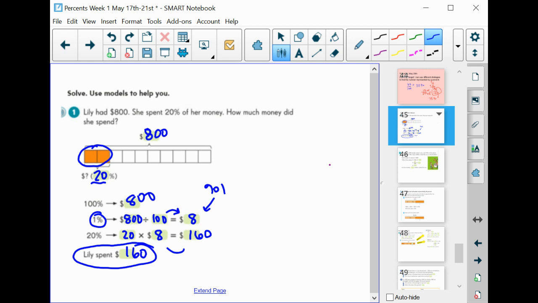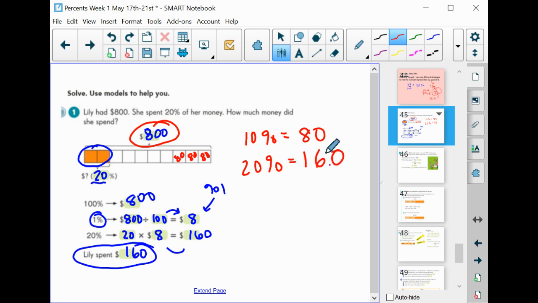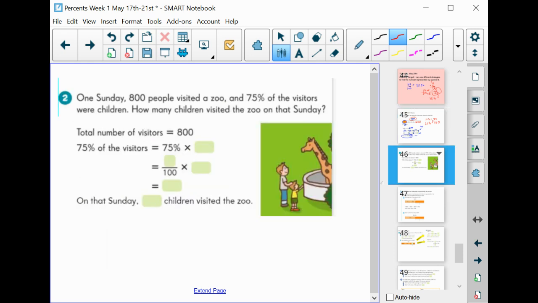Okay, now I believe we also could have divided this $800 into 10 pieces right here and gotten 80, 80, 80, meaning 10% of her money was equal to $80. So to find 20% of her money, you just had to multiply 80 times 2 and get $160. Okay, moving on to the next one.